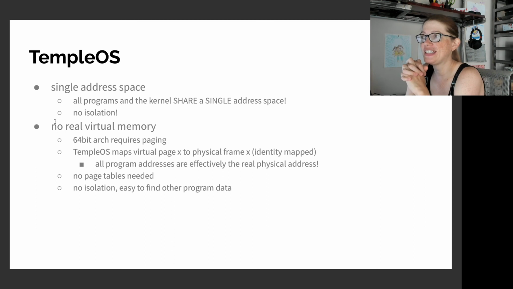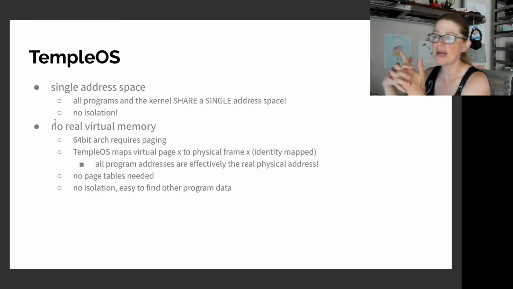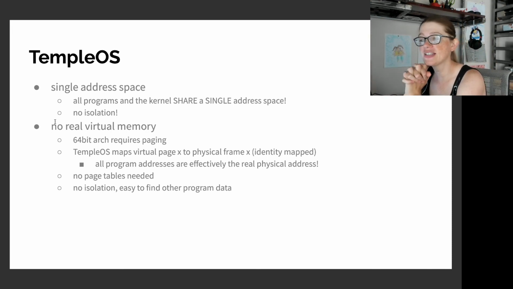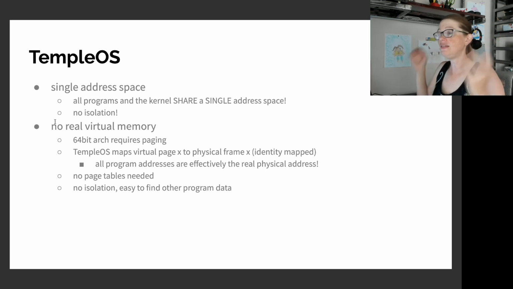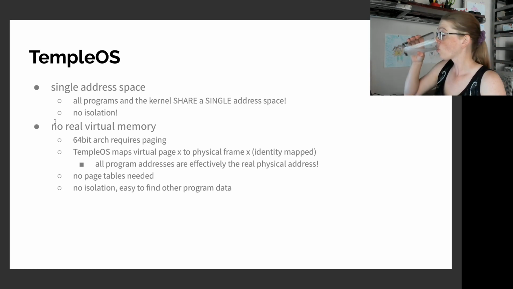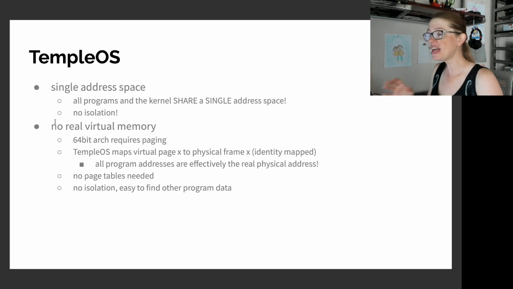Another very interesting thing about TempleOS is that even though it does support multiple processes and such, there's only one address space. One singular address space shared by everybody. So all programs and the kernel share a single address space. There is no isolation here. This makes things interesting. You can imagine there are a lot of interesting consequences as a result of doing this. For example, if there's no isolation between the processes and the kernel's address spaces, then management might be quite difficult. We might end up with fragmentation issues.